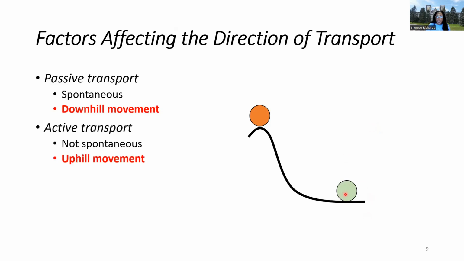Active transport, on the other hand, is if we have a ball at the bottom of the hill. Think about this green ball here, and we want to move that to the top of the hill. So this is not going to happen spontaneously, right? This is not going to just happen naturally. This is going to require energy input, and this is going to be an uphill type of movement. So to get that green ball to the top of the hill is going to be an active transport. To get the orange ball to the bottom of the hill will happen more spontaneously, and that will be passive transport.